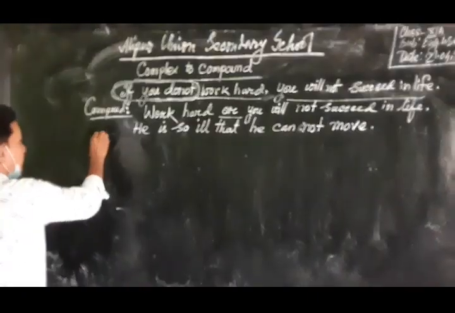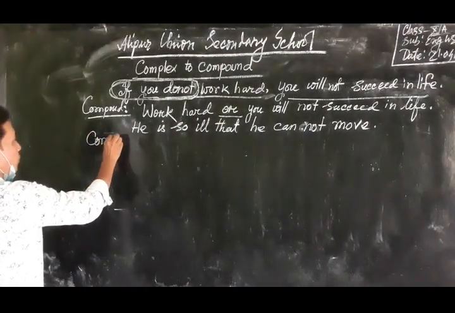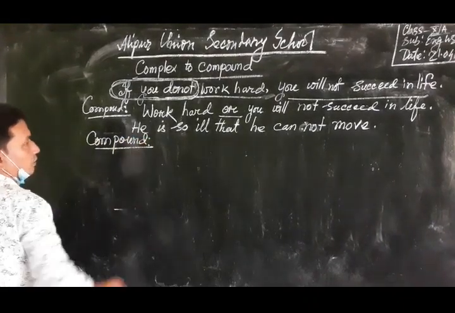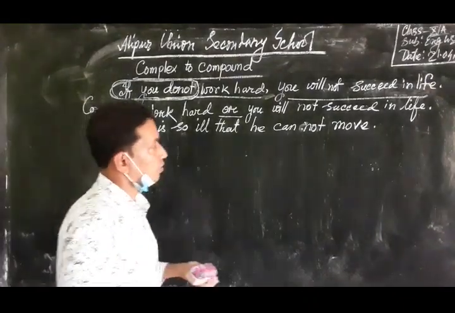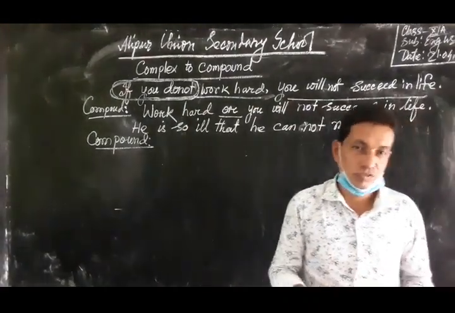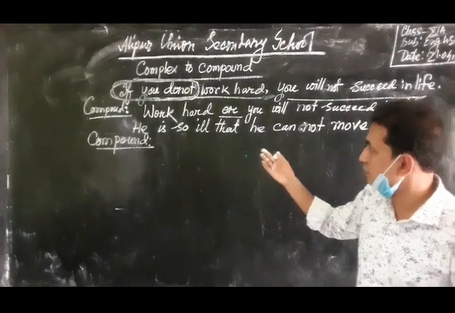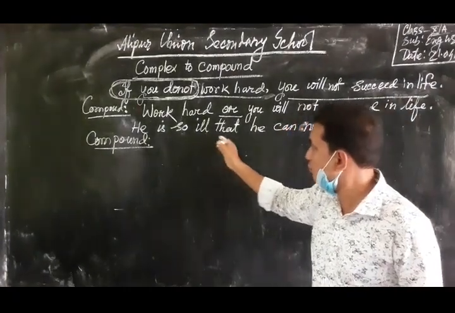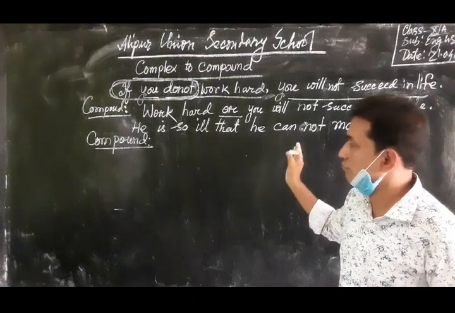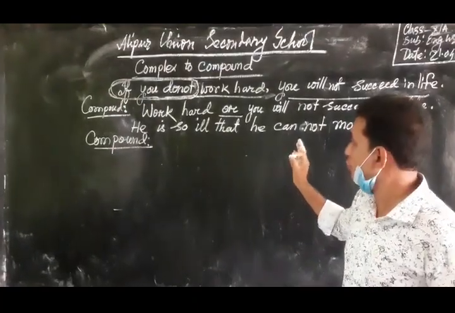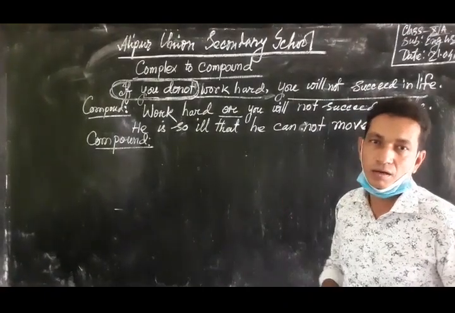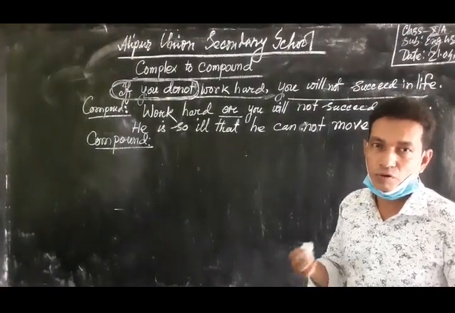Dear learner, this is another example of complex sentence. He is so ill that he cannot move. This sentence indicates cause of action, because he is ill, so he cannot move. This is the cause. His cause is ill, so he cannot move. This is the outcome of his cause.